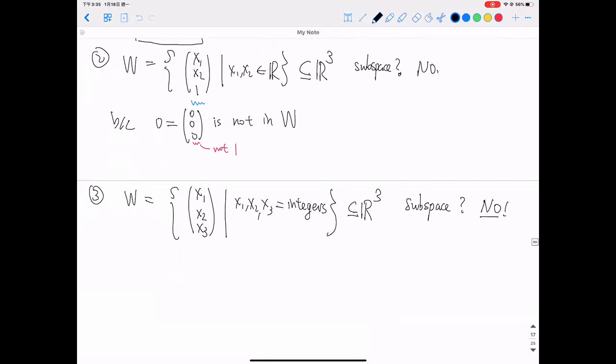The answer is no, but not in the easiest possible way, because this W does contain the zero vector. Well, 0 is the vector with all entries 0, and 0 is an integer. So that satisfies the requirement of being in W.